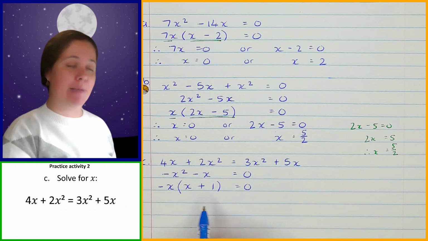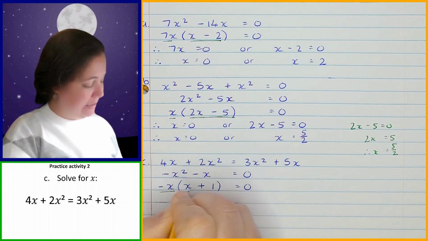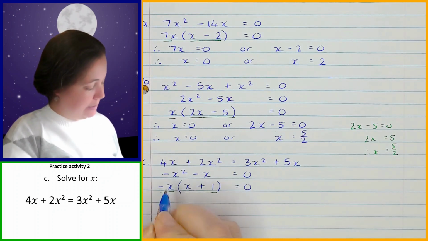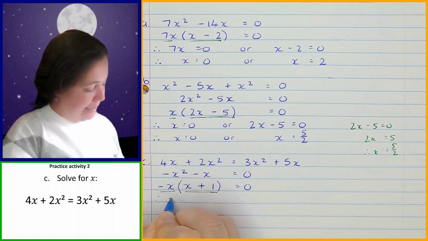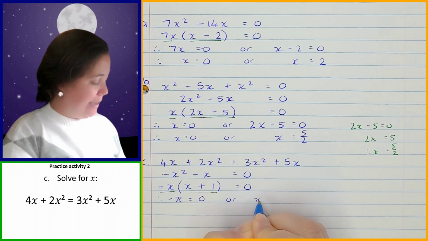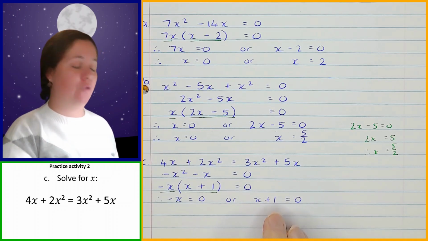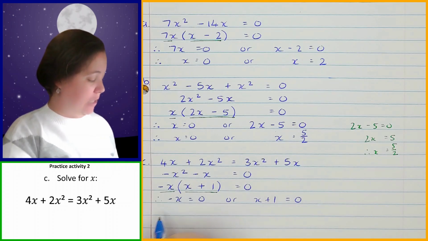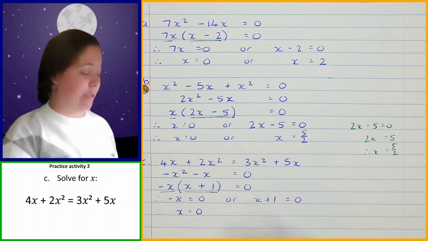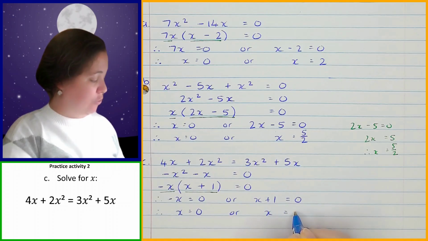So now I'm going to go and make each of these factors equal to 0. So negative x is my one factor, and x plus 1 is my other factor. So I get, therefore, negative x equals 0, or x plus 1 equals 0. Now I can go and solve for x in both of these little equations. So therefore, x is equal to 0. 0 divided by negative 1 is still 0. Or, over here, x is equal to negative 1.